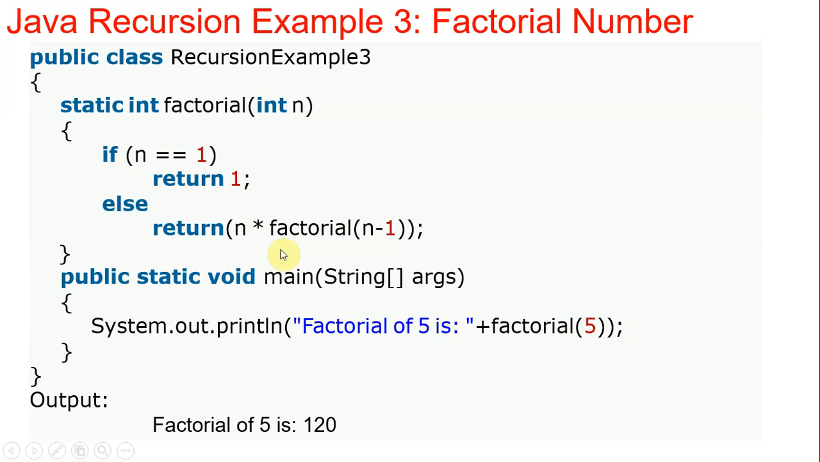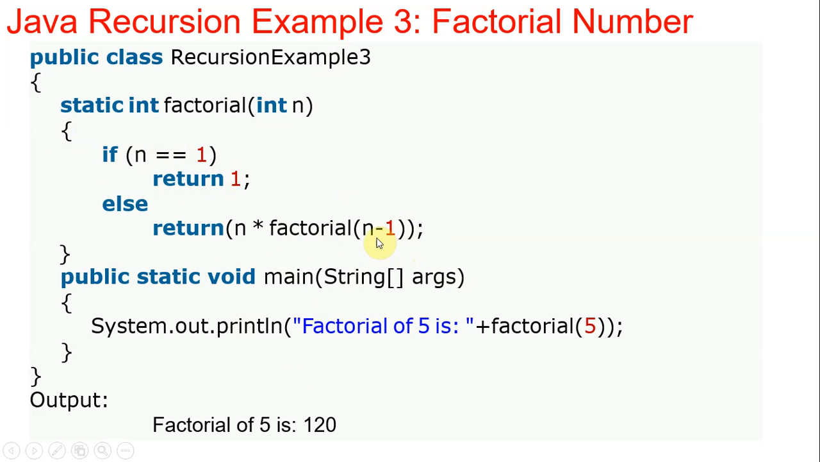So what is n? 5 into n minus 1, that is 4. Again we send the value 4. Is it equal to 1? No, so go with 4 into factorial of n minus 1, that is 3. Again it goes round and round. Like this, a method calls the same method until the base condition becomes true.